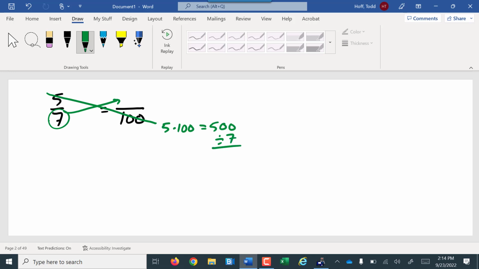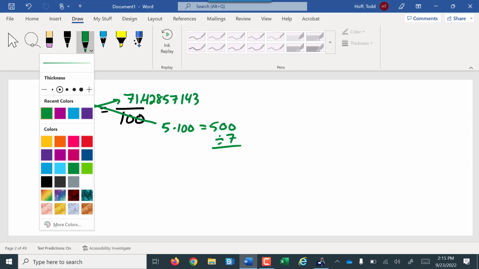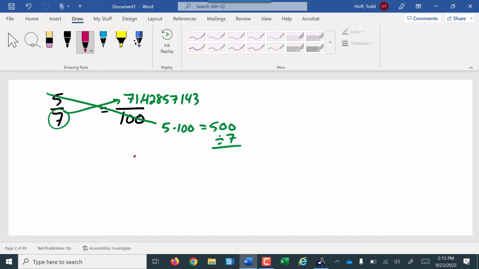And of course, 500 divided by 7 is going to be 71.428574143 approximately. I didn't actually have it written down, but I'll guarantee it's right. So it rounded out to 71.43%.